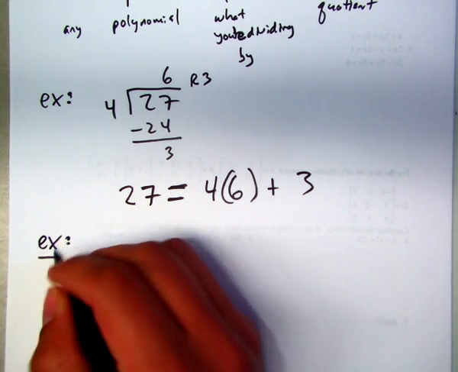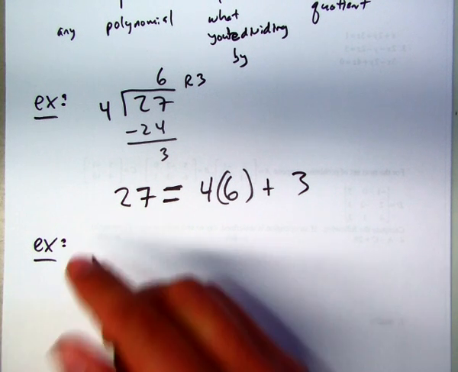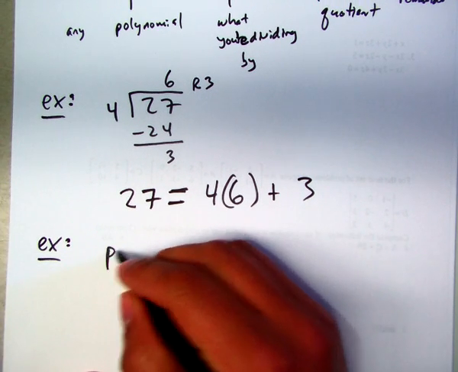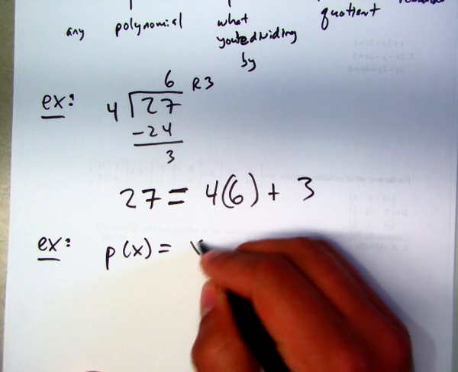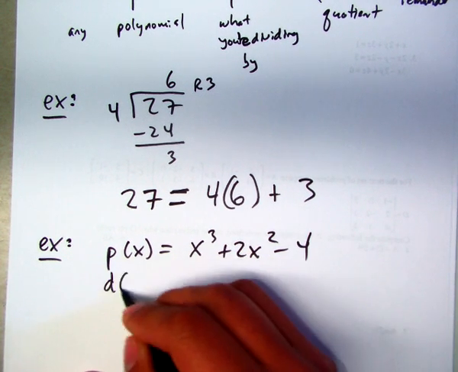Among other things. Okay, so now here's the real deal. Let's say we have a polynomial, x cubed plus 2x squared minus 4, and we're dividing it by x minus 3.